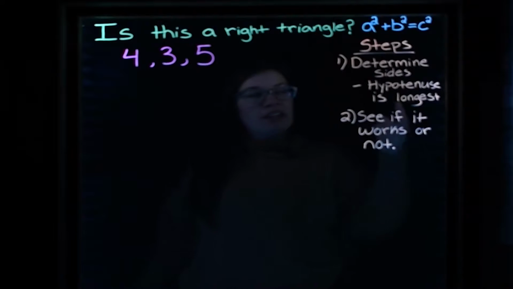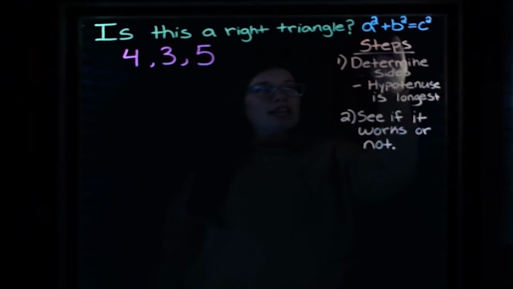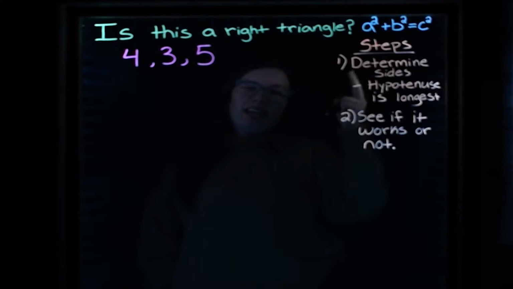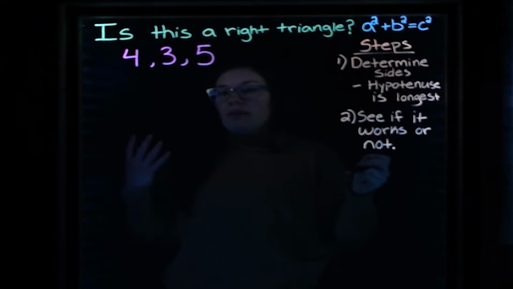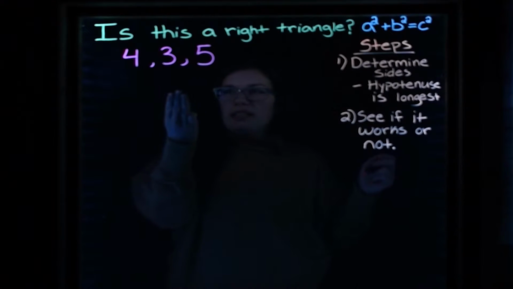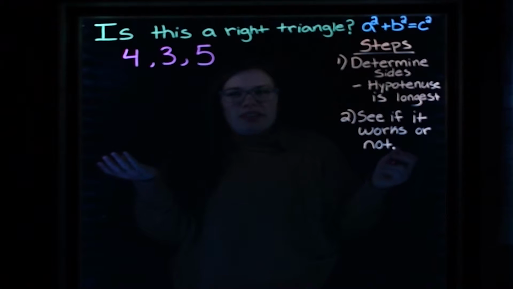Going to work with the Pythagorean theorem again. Remember that it's a squared plus b squared equals c squared. We have two legs, which is the a and the b, and the hypotenuse, which is the c. So now we're going to look at three numbers and see if it's a right triangle or not.